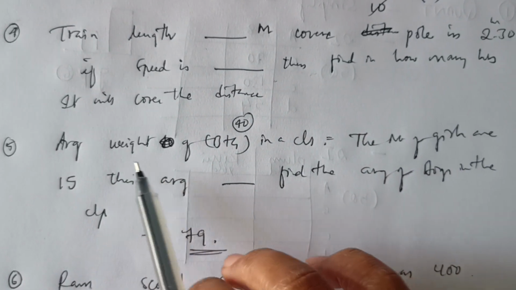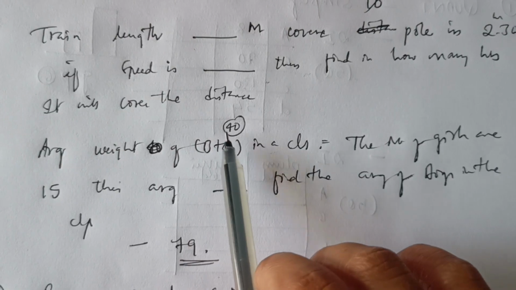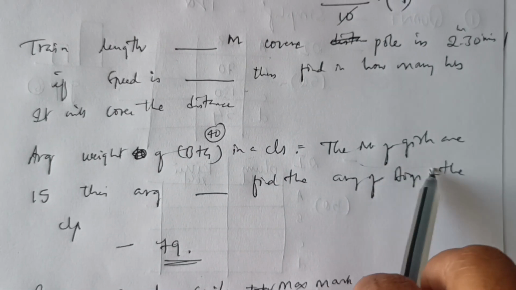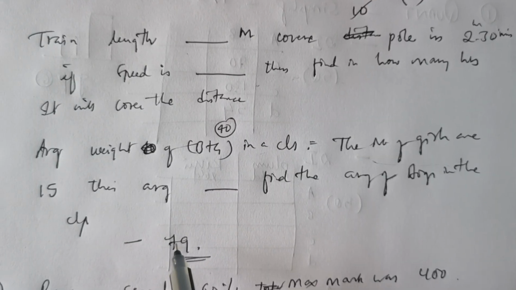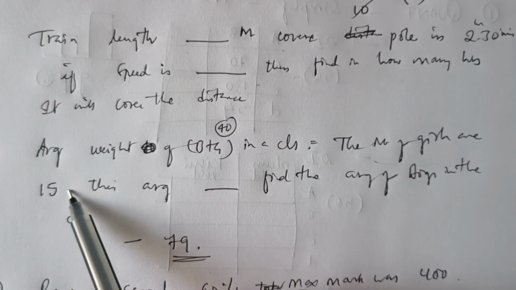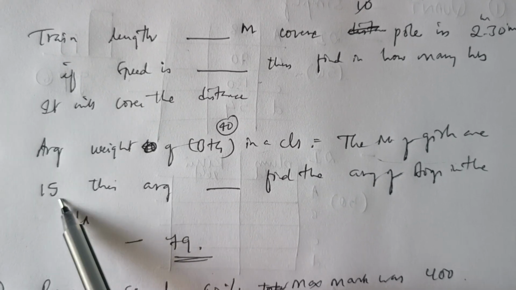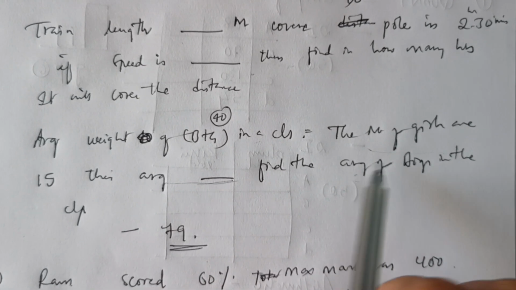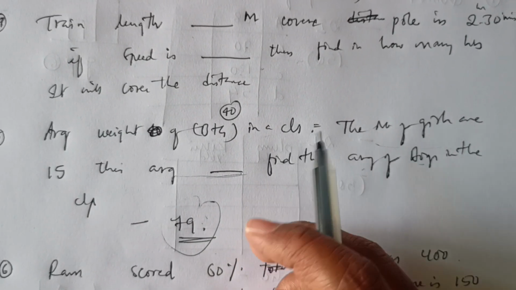Okay, and the average weight of these boys and girls, the total number of persons was 40. I think the average of the girls was 30, I guess. The total number of girls was 15. We had to find the average of the boys in the class, and I got the answer as 79 point something. So do let me know what was the answer.